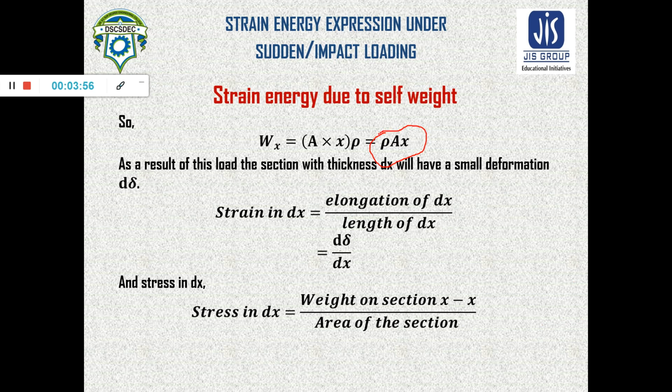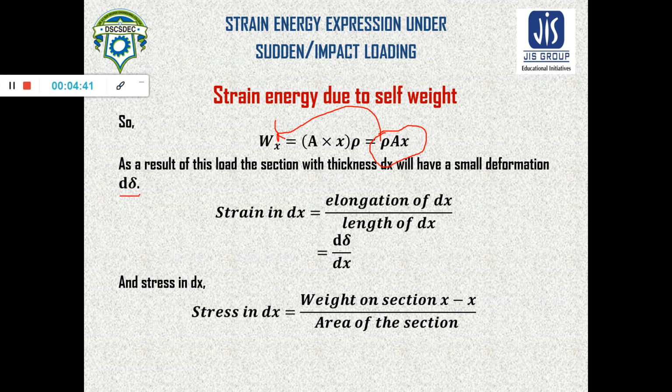This rho A x is the weight of the bar of length x. Now where is this weight acting? This weight is acting on the element dx. When it acts on the element dx, the element dx is deformed, it is elongated by a small elongation. If we denote that elongation as d delta, this is the elongation.